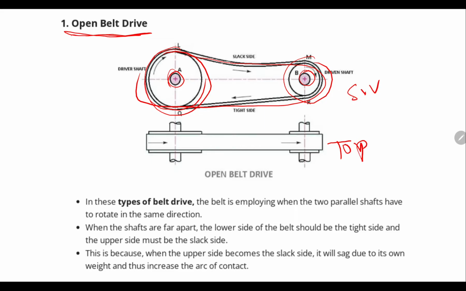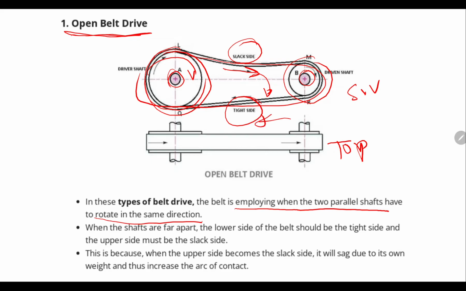So in these types of belt drive, the belt is employed when two parallel shafts have to rotate in the same direction. Both of these shafts, this shaft and this shaft, are going to rotate in one direction because of the open belt drive. When the shafts are far apart, the lower side of the belt should be the tight side and the upper side must be the slack side. So this is the slack side and this is the tight side, and the direction of motion of this belt is like this.